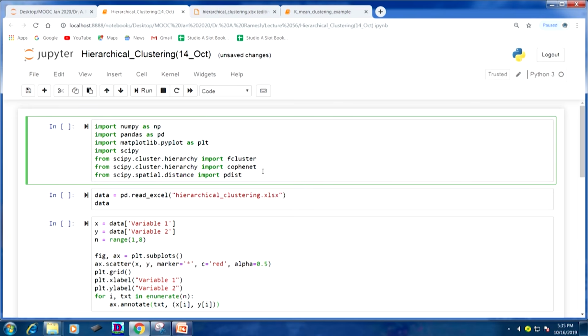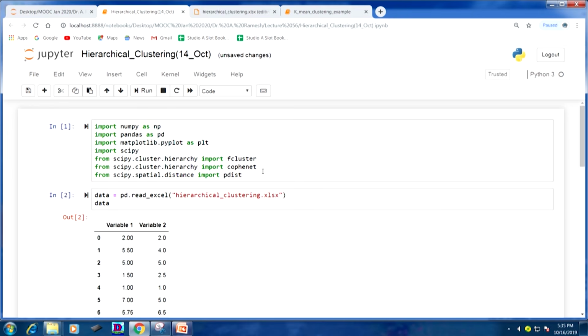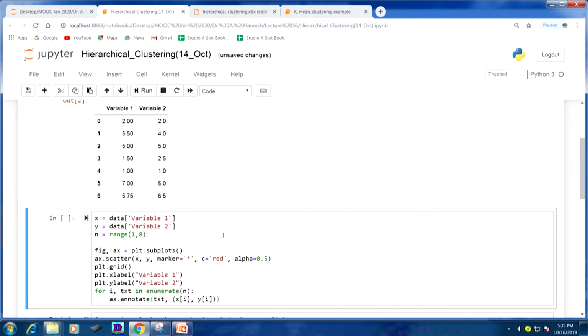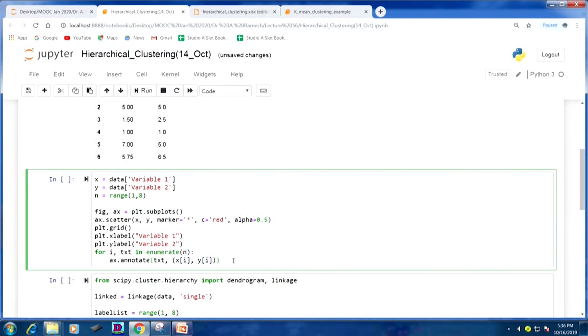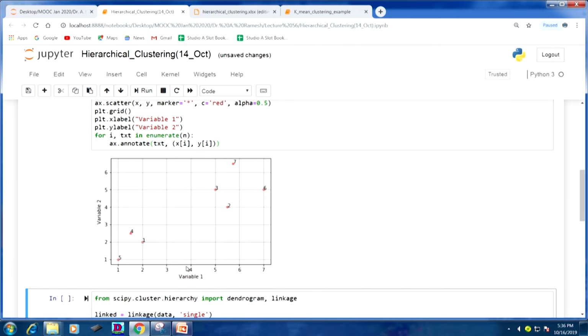So, import the necessary libraries. I am running this. I have stored the data in the file named hierarchical_clustering. So, this is our data. For this, I am going to do hierarchical clustering. First, I am going to show the scatter plot. In that, it is showing all the objects. By looking at the objects itself, you see that if you go for 2 clusters, that will be good.